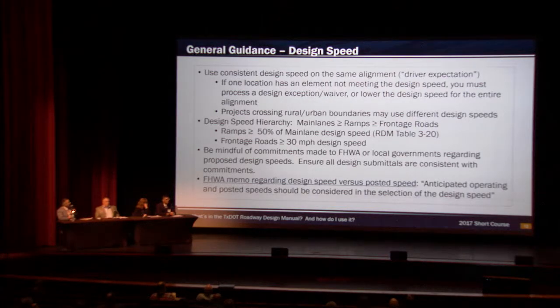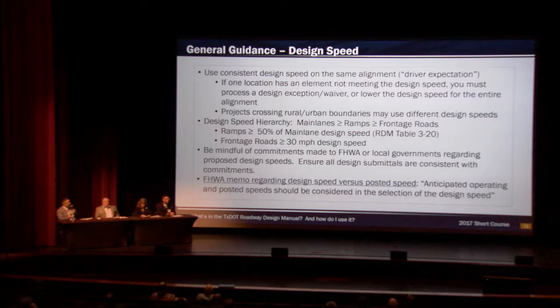Hierarchy: your main lane design speed should be greater than your ramp design speed, and that in turn should be greater than your frontage road design speed. The ramp guidance on that is in Table 3-20. The lowest threshold would be that the ramp has to be at a minimum 50% of your main lane design speed, although again, don't always pick the minimum.